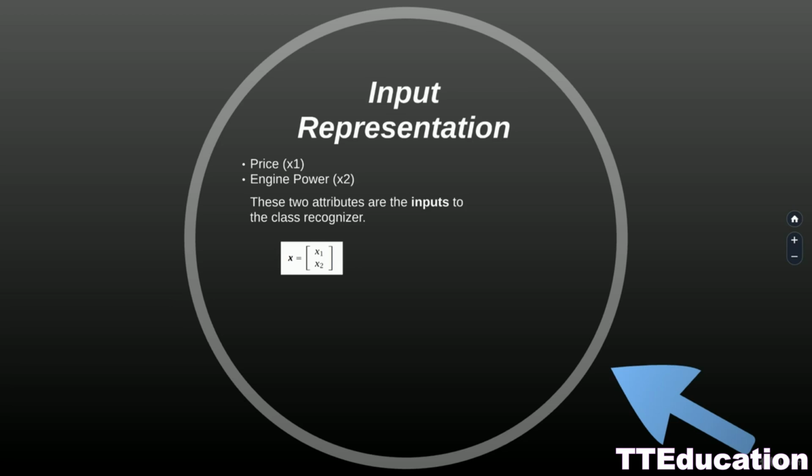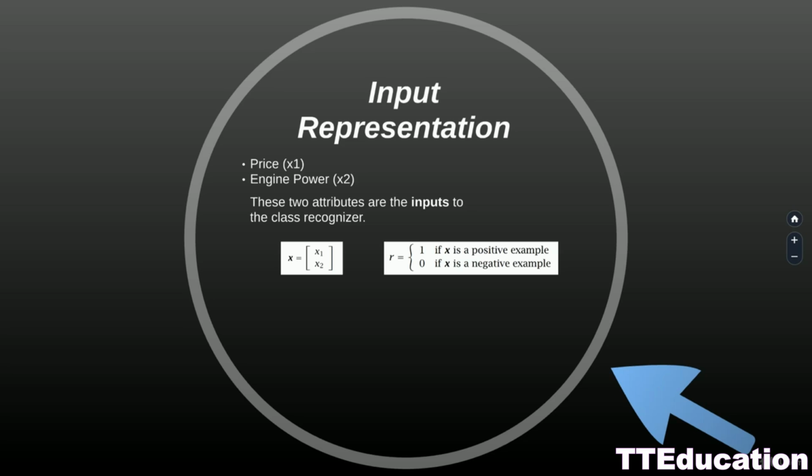So we have x is going to be a vector of x1 and x2, where x1 is price and x2 is engine power. So we're going to start using some of that linear algebra notation as we dive into this example. We also have r, which is a vector as well, 1 if x is a positive example and 0 if x is a negative example.